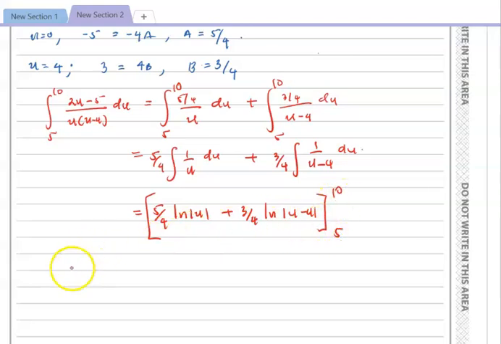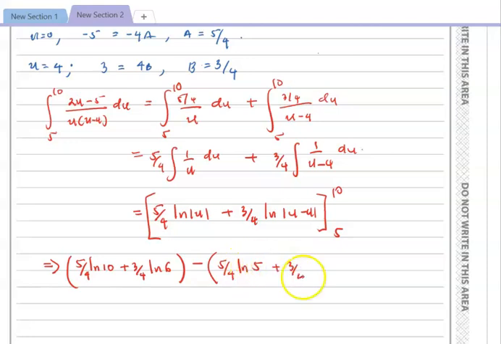Now we are going to substitute in, so the substitution here is going to be a little bit big. You have 5 over 4 natural log of 10 plus 3 over 4 natural log of u minus 4, which is equal to 6. All of this subtract, when you put in 5, 5 over 4 natural log of 5 plus 3 over 4 natural log of 1, because this is u minus 4, natural log of 1.